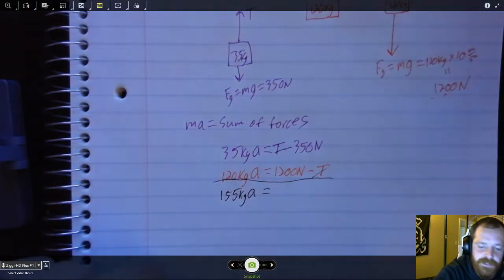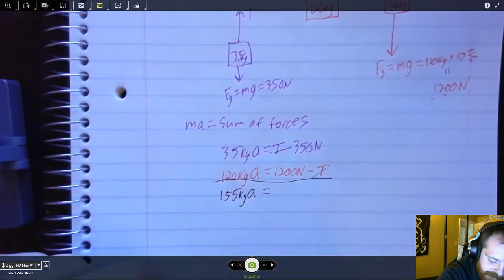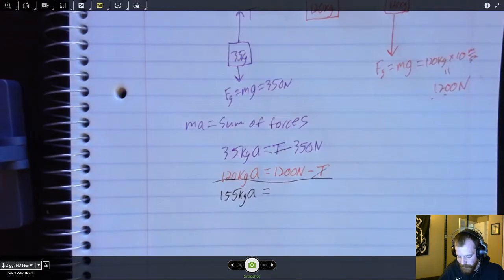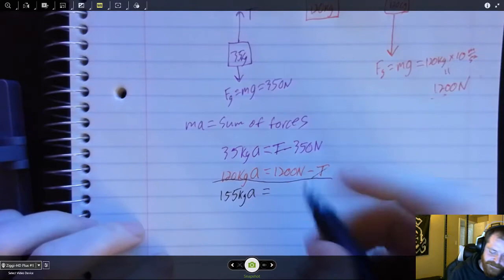And I'm sad to say I do need a calculator for that. What is that? 850? Is that 850? I mean, I think it's 850. Let me check. It is 850. Look at me. Didn't even need a calculator.